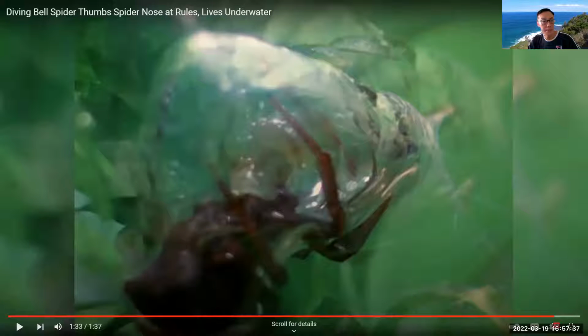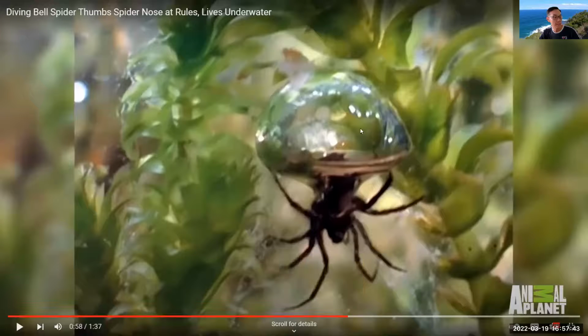Okay, so you can see here, right? The diving bell spider, or sometimes called water spider for short, it actually climbs up to make this bubble. So this bubble is not part of its body, but they are able to behave in a manner that they can make this bubble and bring it underwater for it to breathe. So this is called a behavioral adaptation. So now I show you the other one, the water scorpion.